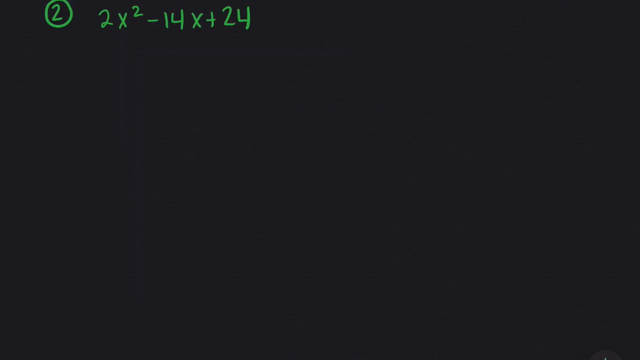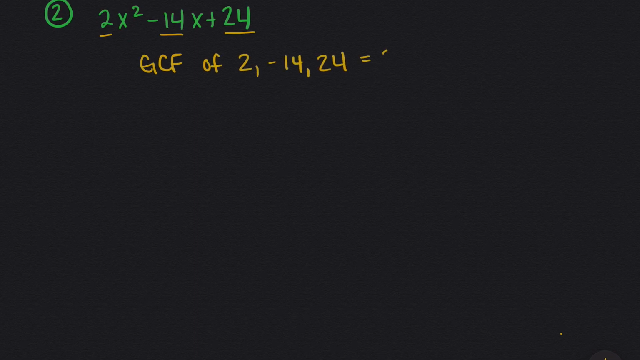Let's try another question. Here's number 2. Once again, we can see that it's a quadratic trinomial. And the first thing we'll do is check to see if there's any common factors. Here the numbers we're comparing are 2, -14, and +24. And notice that all of them are even again. So all of them are divisible by 2. The greatest common factor of 2, -14, 24 is 2.